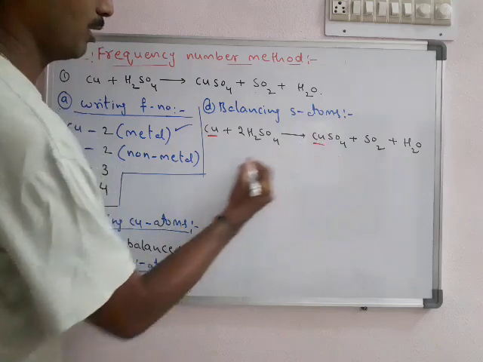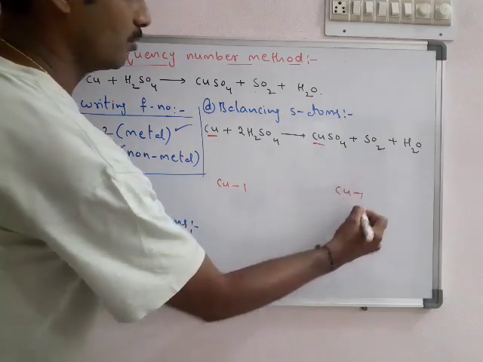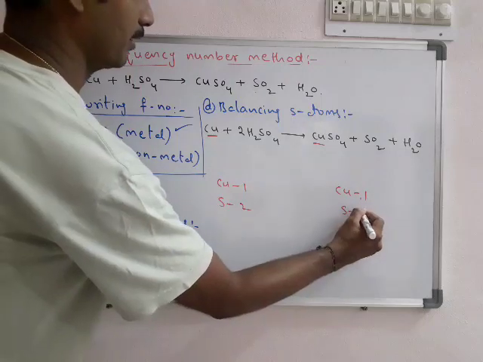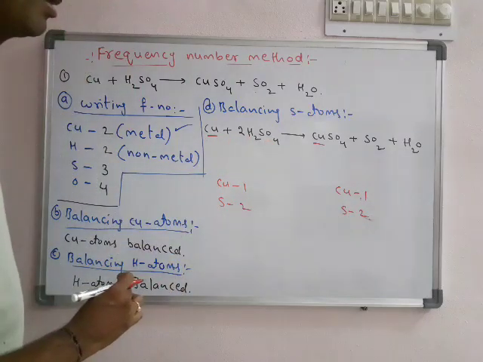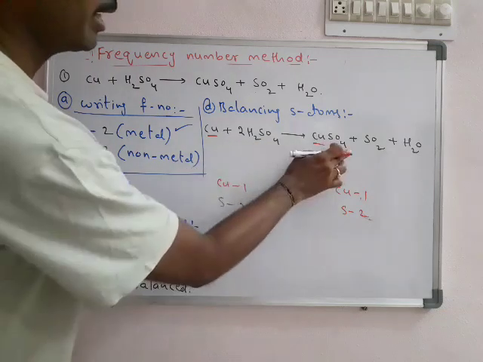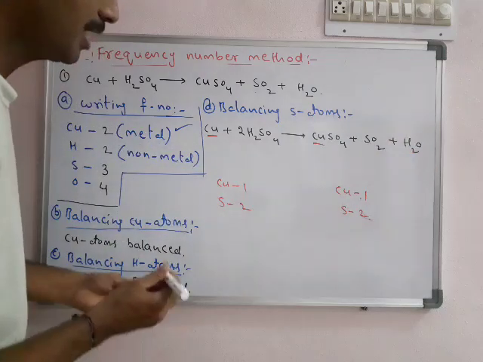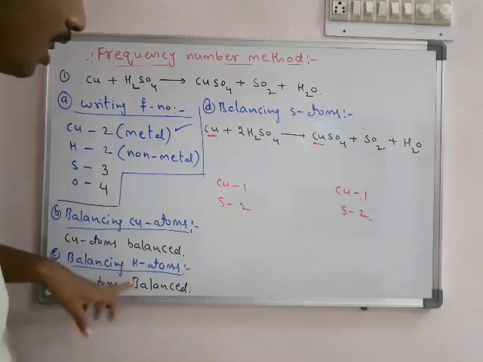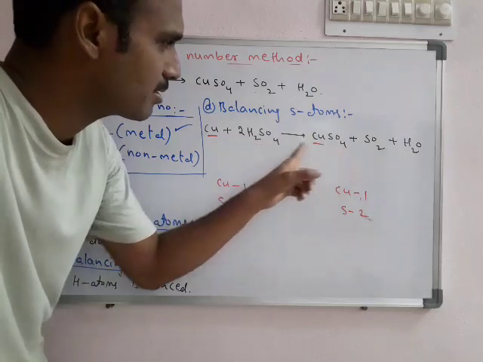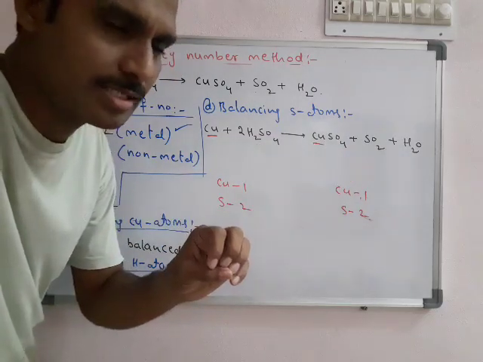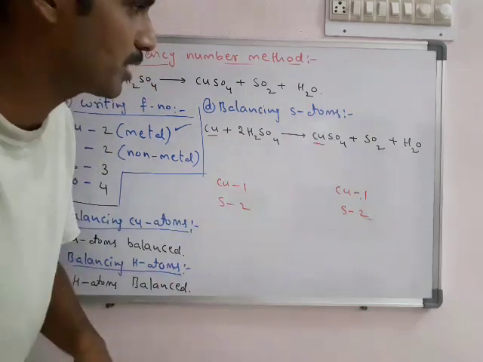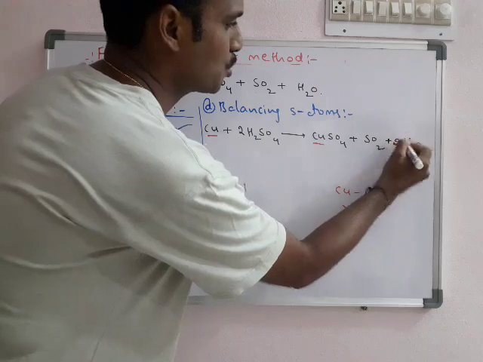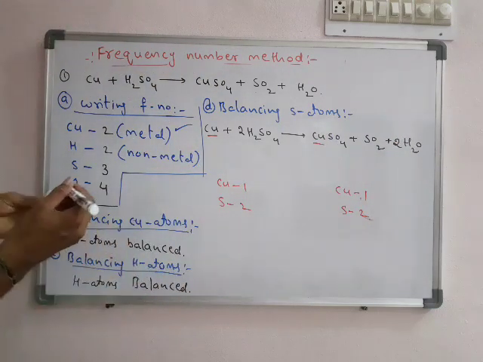Here see 1 copper, 1 copper, both sides 1. Sulfurs 2, here also sulfurs 2. Oxygen here 8 are present, here also 4, 5, 6, 7 only. Again, see the hydrogen: here 4 hydrogens, here only 2 hydrogens. Actually hydrogens were already balanced, but in the process of balancing sulfurs, there is a change in the number of hydrogens. So we have to rebalance the hydrogens. The second time it becomes very easy. Just put 2, that is enough. Now how many hydrogens are there? Just count it.